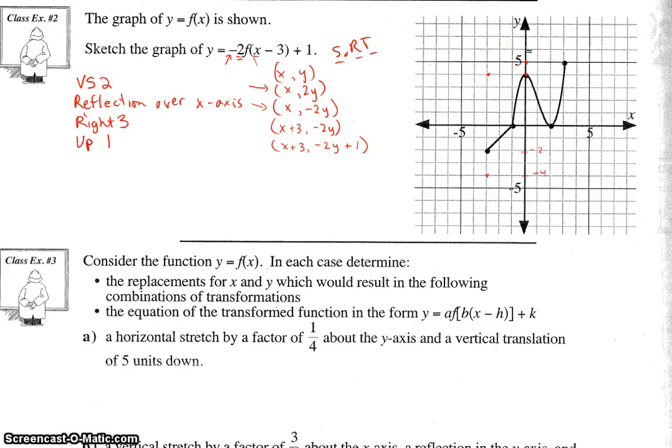So what we can do now is set up a little table with our points. This point was (negative 3, negative 2). If we do all this to that, we'd have negative 3 plus 3, putting it in for x, and negative 2 times negative 2 plus 1. What do we get as our point? (0, 4 plus 1 is 5), so (0, 5). Look at that. That's where it is. That looks really good.